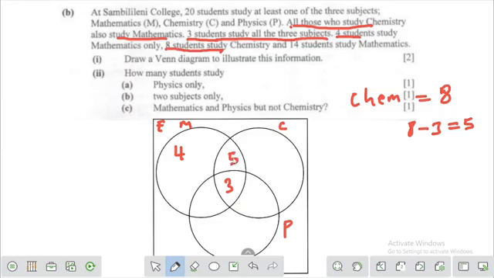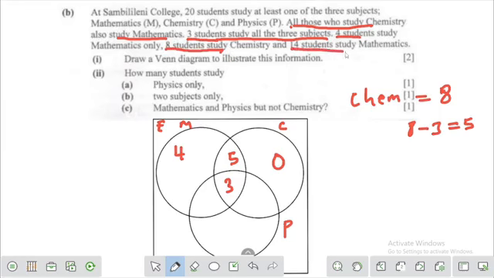Why are we putting the 5 here? Because we have been told that all those who study chemistry also study mathematics. So all those who study chemistry are 5 plus 3, which is 8. The same number also study mathematics. I hope this is clear. So here in the set for chemistry, for those students who study chemistry only, you are going to put a 0. You are not going to have anything here. Then we come back to the other information.